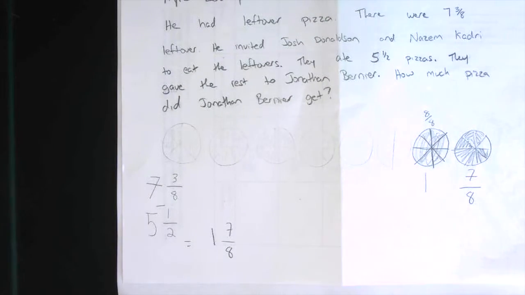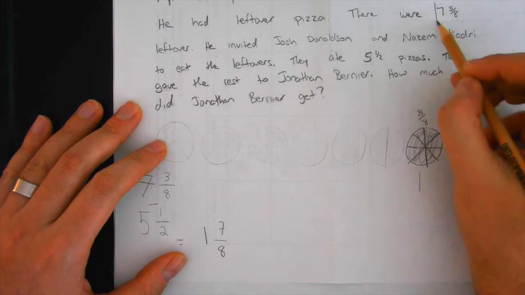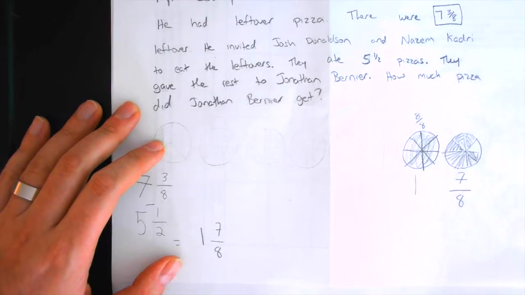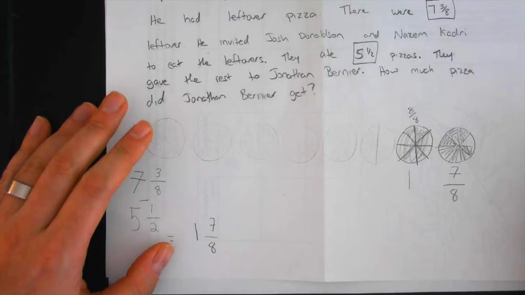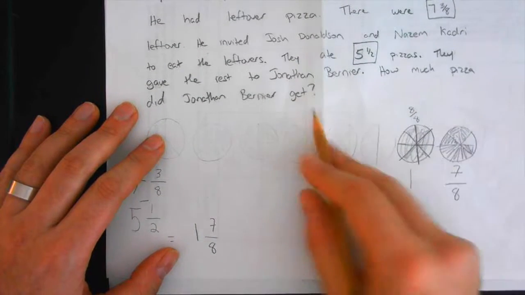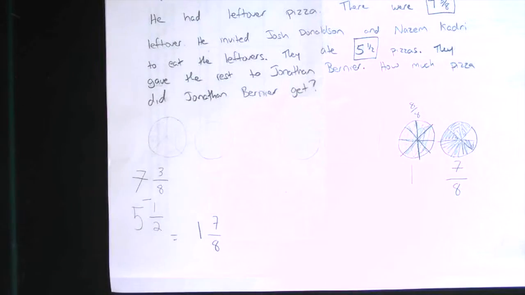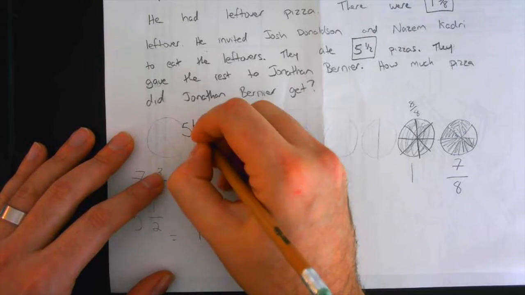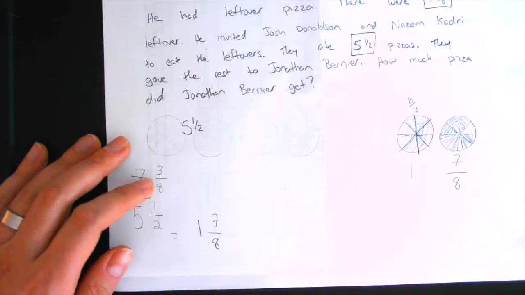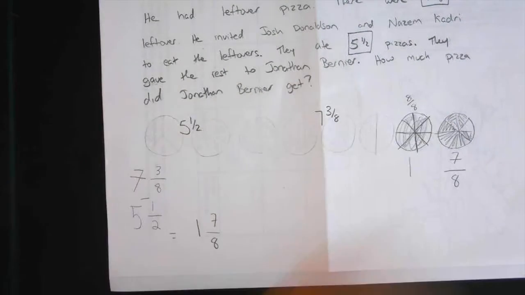So I wanted to show you another way you could have attempted this question. The key numbers that we need here are 7 3/8, because that's how many pizzas we started with, and 5.5, that's how many pizzas were eaten. So we need to figure out how many Bernier gets. Here's another approach, and I'm going to work backwards. I'm going to start with 5.5, and I need to get to 7 3/8. This is my goal right now.